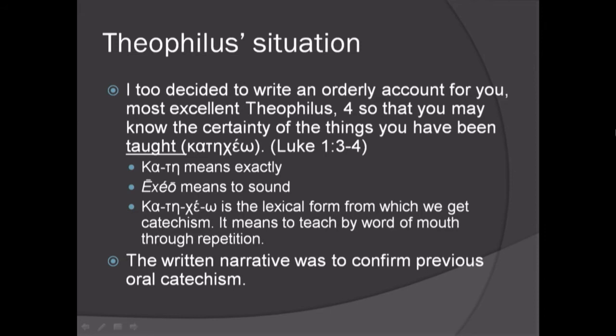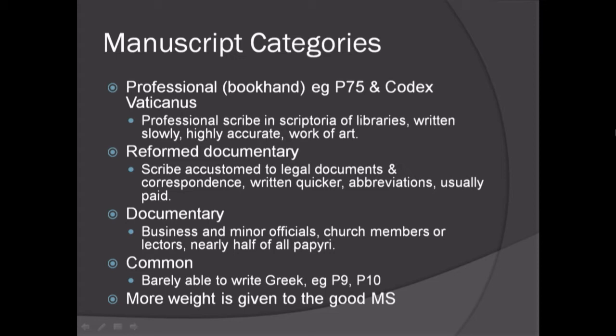Now I'm going to talk about manuscript categories. Not all of them are the same standard. At the top level, we've got four categories that scholars refer to. So they're professional or book hand, reformed documentary, documentary, and common.